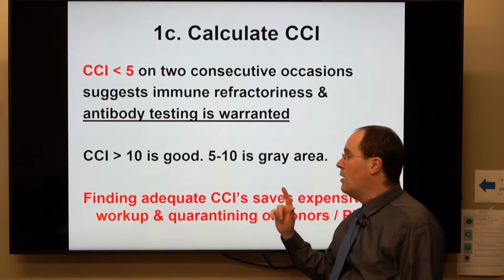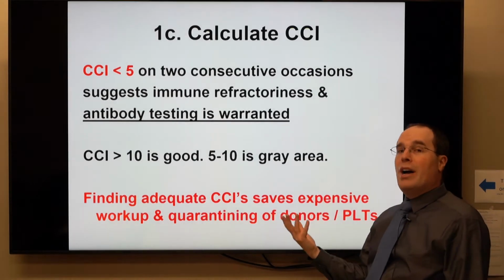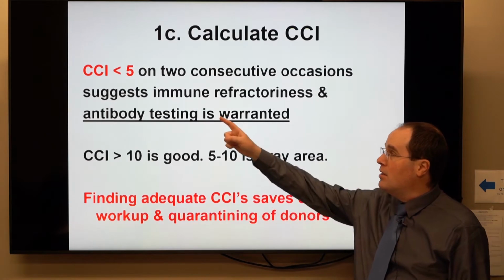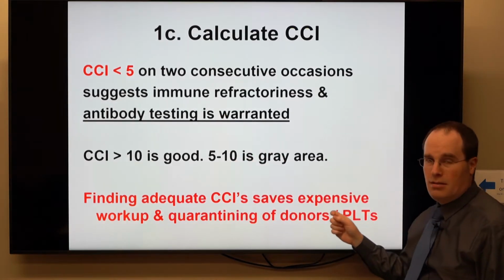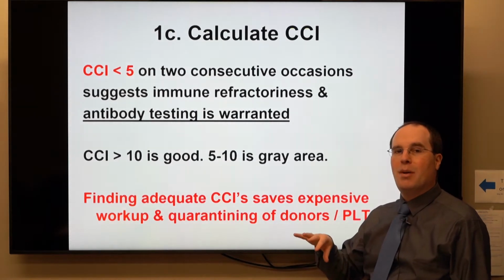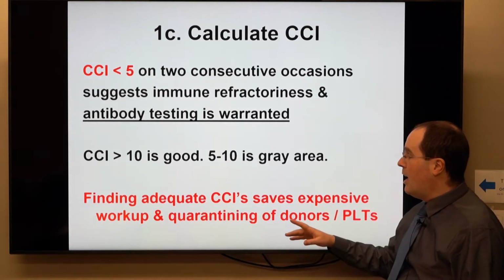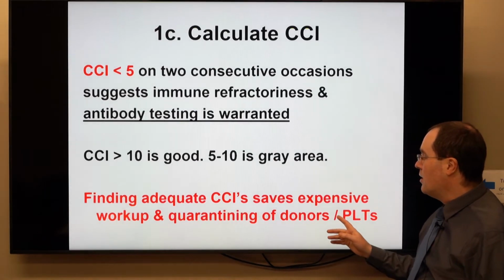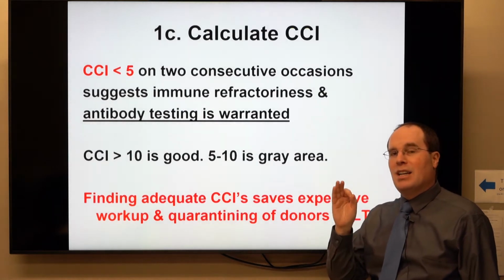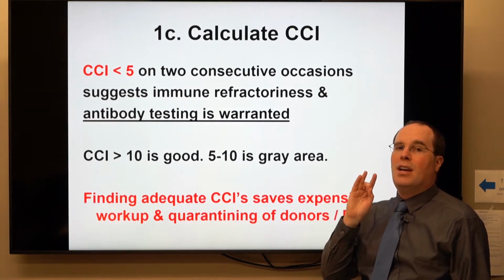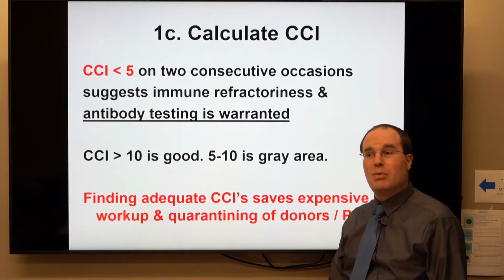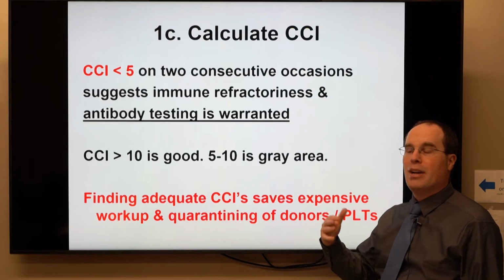And this also illustrates, why do we use this CCI, right? What's the point? The point is, if we find a good CCI, then that saves us any additional workup in terms of special products or in terms of platelet antibodies. And we don't have to do quarantining of donors and platelets, as we'll see. So this is why it's critical to get these counts, because if the counts are good, we don't have to do everything else I'm going to talk about, right? We save the patient money, we save the blood bank resources.